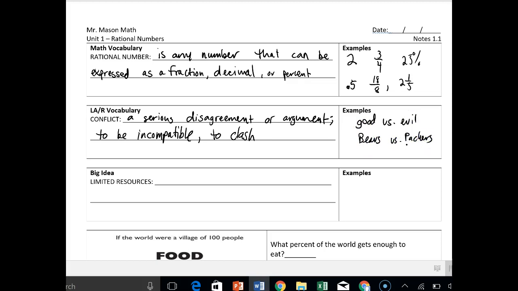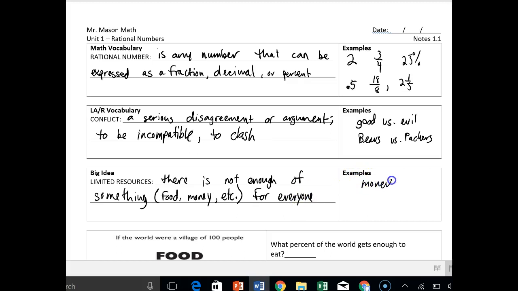And lastly, I want to think about this big idea, limited resources. Now, we can't really define it, but we can describe it. So we can say that there's this idea that there is not enough of something, right? It could be food, water, money, oil, anything. So we'll say food, money, etc. means etc. All right, for everyone. And examples again: money, oil, video games are even an example.